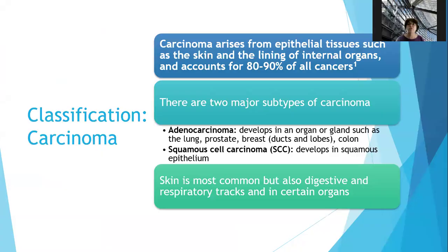Carcinoma is from epithelial tissues, and this is 80 to 90% of all cancers. So adenocarcinoma, squamous cell carcinoma, those type of things. Skin is the most common, but digestive and respiratory tracts are also part of this group. So most of the carcinomas you hear about are 80 to 90% of cancers.